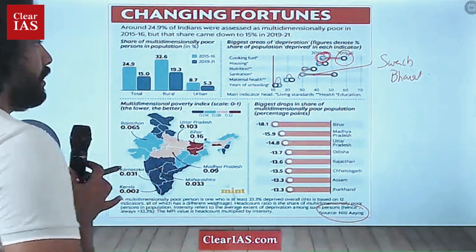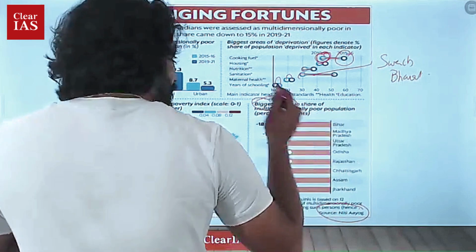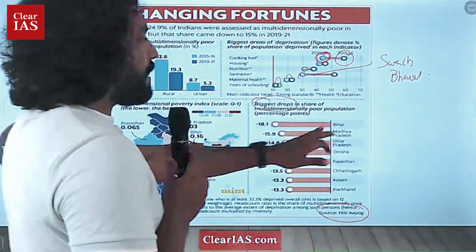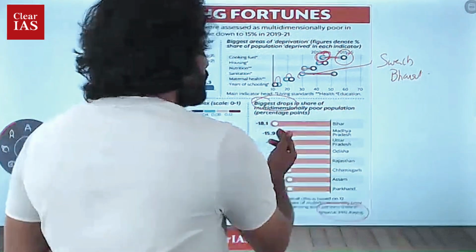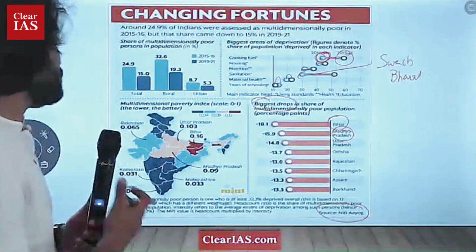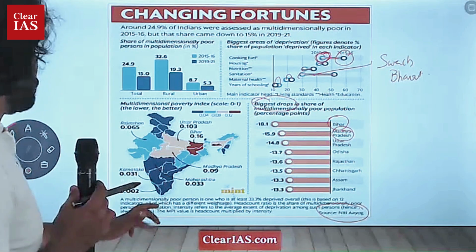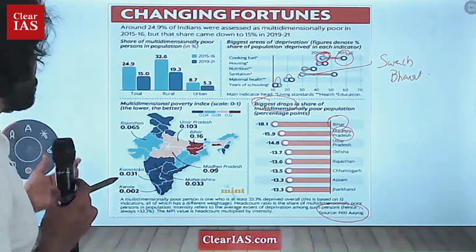Okay, look at the biggest drops in multidimensionally poor. Bihar has the highest number of multidimensionally poor, but the highest drop is also found in Bihar. Bihar, Madhya Pradesh. These are all observations. Kerala 0.002. Bihar 0.103. Uttar Pradesh.